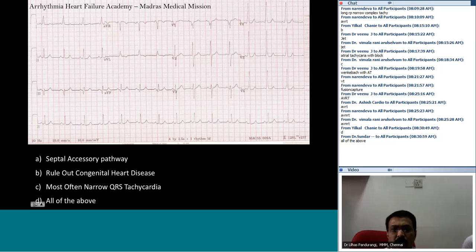In the pediatric age group, if you have seen a pre-excitation, you should essentially rule out a congenital heart disease. The commonest of them, I think you know, is Ebstein's anomaly.